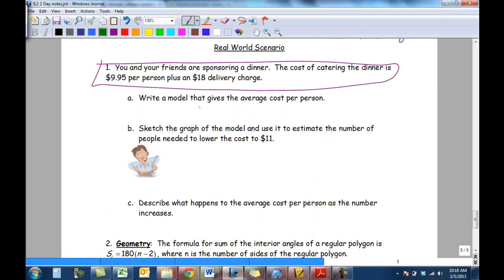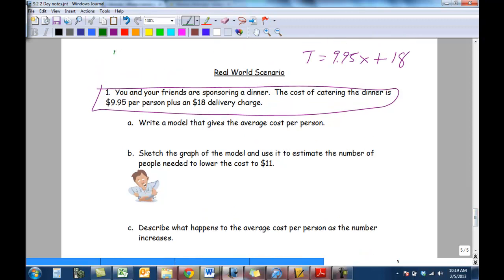It says write a model that gives the average cost per person. Now let's think about what average means. Average means takes the total amount and divide by the number of entries, or in this case, number of people. So here the average is going to be the total cost, which is $9.95x plus 18 divided by, well, how many people are going to this party? We don't know. So x. So we're going to divide it by x, which is the number of people that are going to this party.